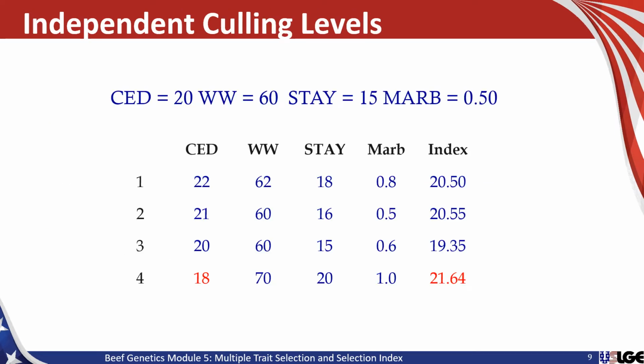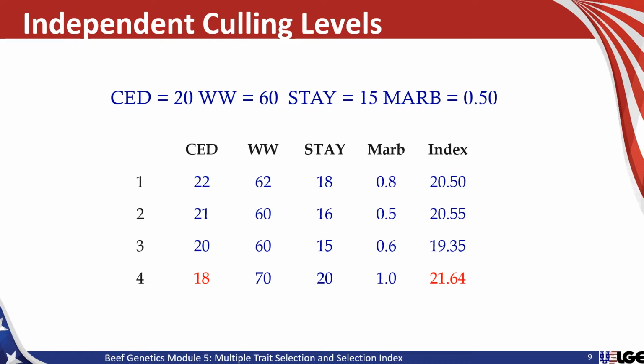Here I have an example of independent culling levels where we assume we set thresholds of calving ease direct, weaning weight, stayability, and marbling. So for a bull to be a selection candidate for us, he has to meet or exceed the threshold for each one of these traits. I have an example here of 4 different bulls and their EPDs for those 4 traits along with their economic index value. You'll note that bull number 4 I have highlighted in red.